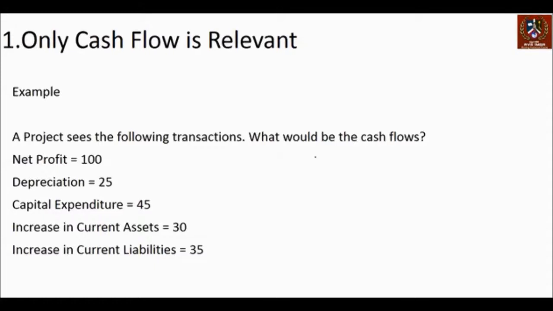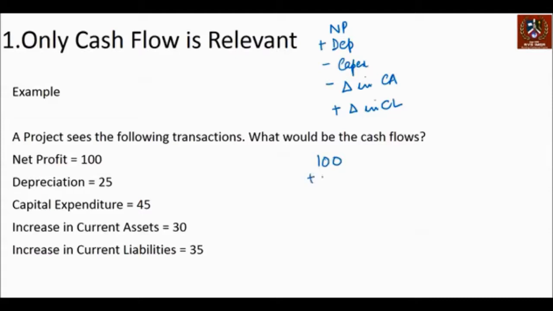Let's take a quick example. A project sees the following transactions. What would be the cash flows, right? So net profit is 100, depreciation is 25, capital expenditure is 45. What is the formula? We take net profit plus depreciation minus capex minus change in current assets plus change in current liabilities.